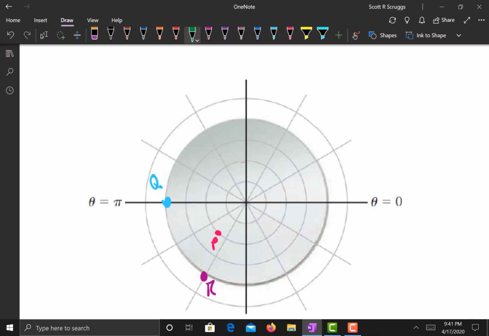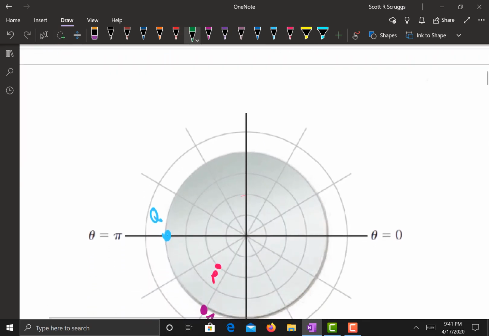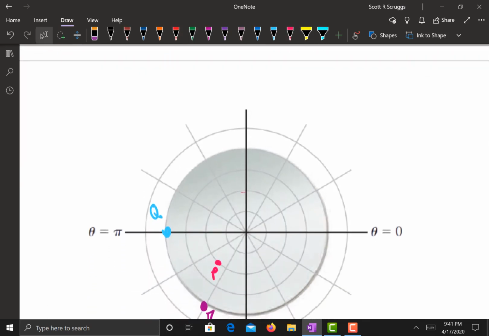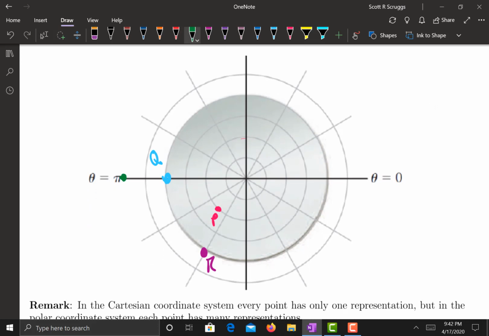So keep in mind that there are two ways to draw and plot where S is because I have a negative radial coordinate. The first way to start off, because I start off at negative 3, I will start off here. And from this point, I'm going to rotate 3 pi over 4 radians. And because it is positive, that means I'm going to rotate it counterclockwise.